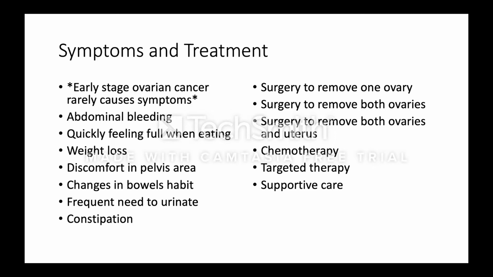Some treatments: surgery to remove one ovary, surgery to remove both ovaries, surgery to remove both ovaries and uterus, chemotherapy. Chemotherapy is often used after surgery to kill any cancerous cells that might remain. It can also be used before surgery. Targeted therapy, which uses medications that target the specific vulnerabilities present in your cancer cells, or supportive care, or palliative care, is specialized medical care that focuses on providing relief from pain or other symptoms of serious illness.